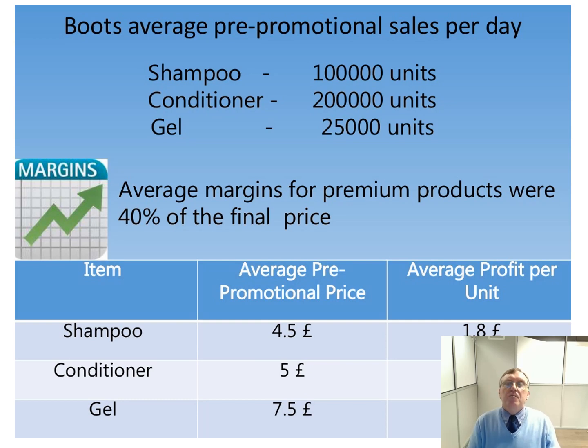So the average margin for premium products was 40% of the final price. So if we do that, the shampoo, I can't actually see the numbers on my screen, but the shampoo, £4.50, average profit per unit is £1.80. 40% of £5 is £2, and 40% on the gel is nearly £3.